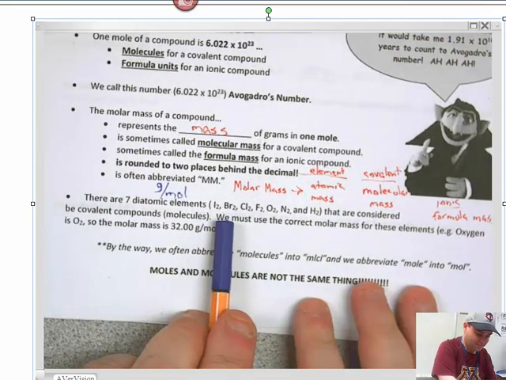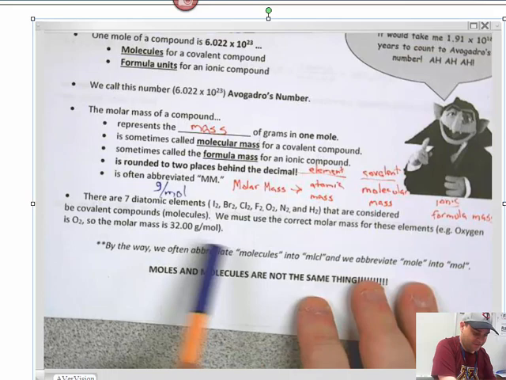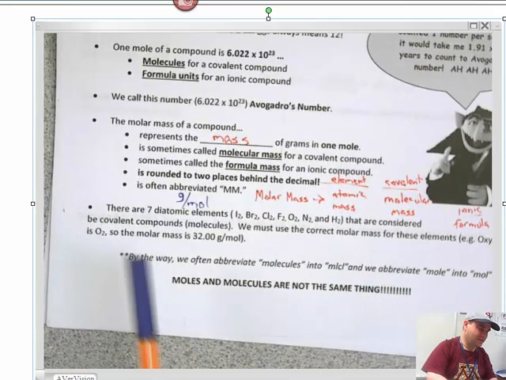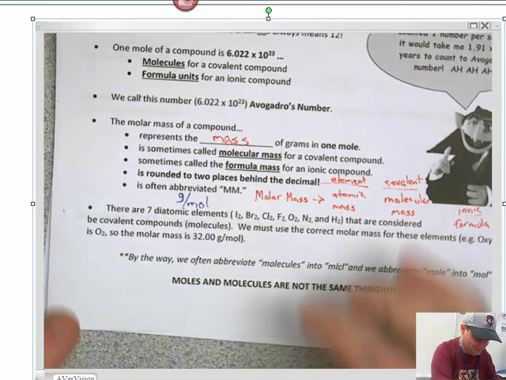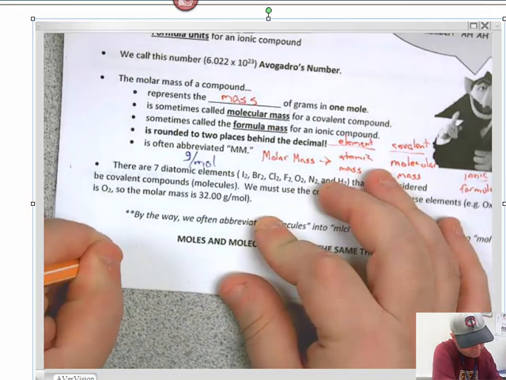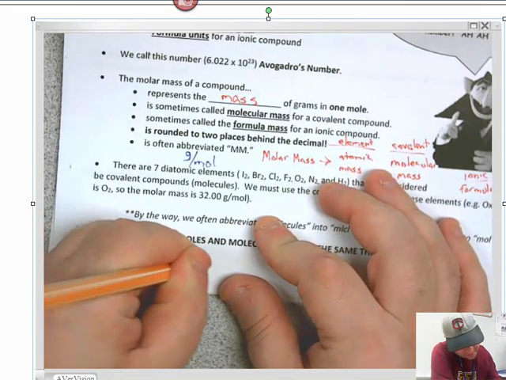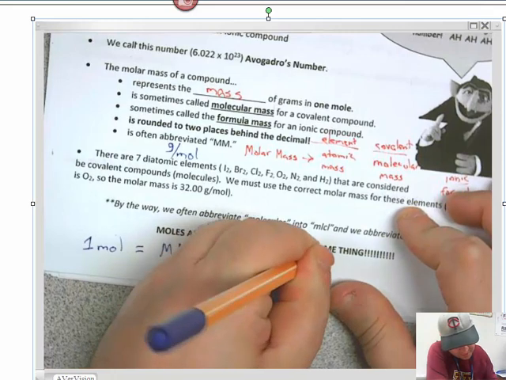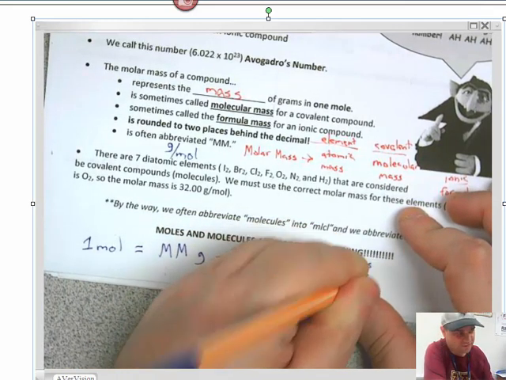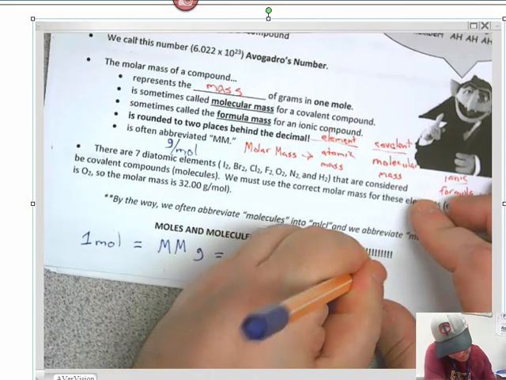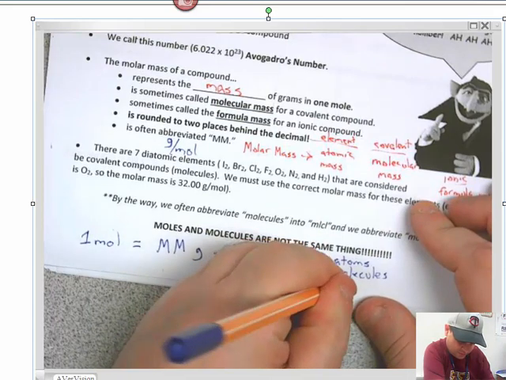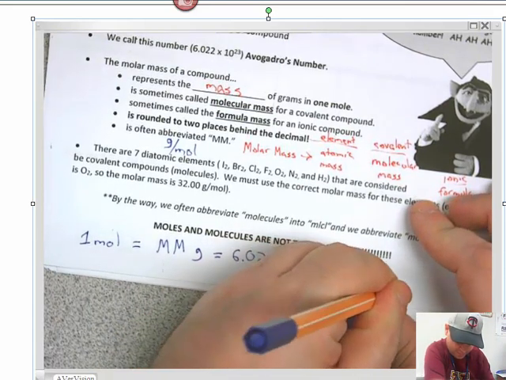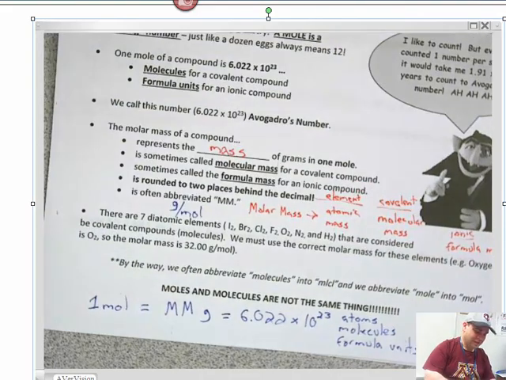Okay? So, remember there are 7 diatomic elements. We must use their correct masses, so if I'm doing oxygen, for instance, it's 16 times 2, which is 32. So remember that 1 mole equals the molar mass in grams, which equals 6.022 times 10 to the 23rd atoms, that's for elements, molecules, that's for covalent, and formula units, that is for ionic. That is what I call tape, the conversion factors I will be using.